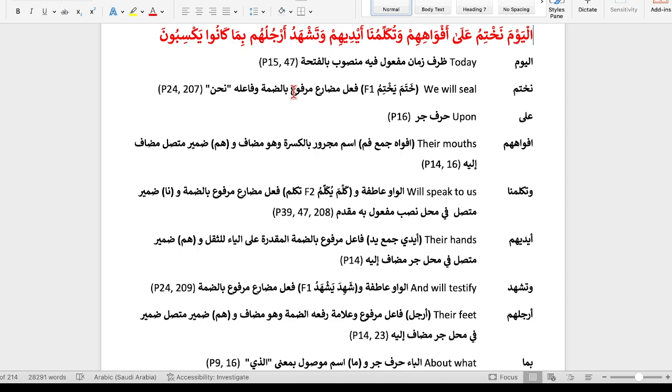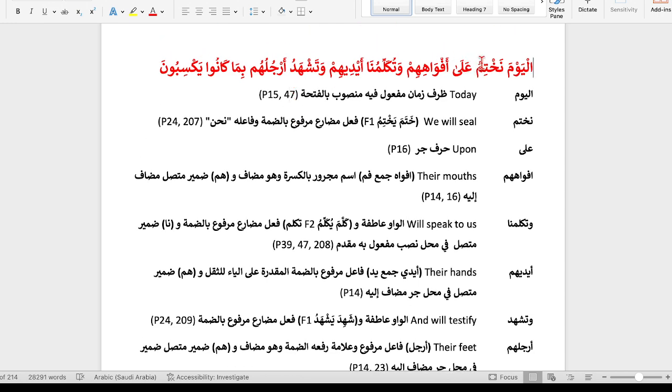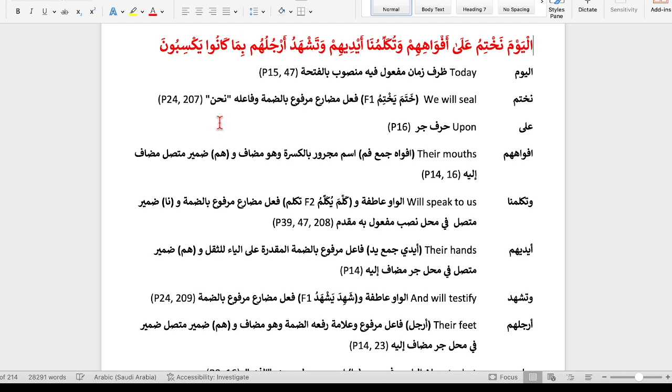Khatama yakhtimu, to seal. Nakhtimu, we will seal, because yakhtimu is a fi'l mudari'. So fi'l mudari' marfu' bid-damma. In this case this dhamma sign means it is marfu' form. For mansoob form it has a fatha and majzoom form has a jazm or sukoon. Wa fa'iluhu nahnu. I have just showed you that. Nakhtimu comes for nahnu. We will seal. And you know khatama yakhtimu, the ism fa'il is khatimun, the one who is the seal. That's why you see khatimun nabiyyin, the seal of the prophets. So this khatimun comes from the same verb.